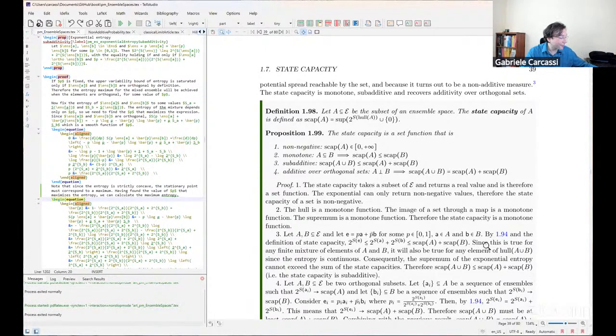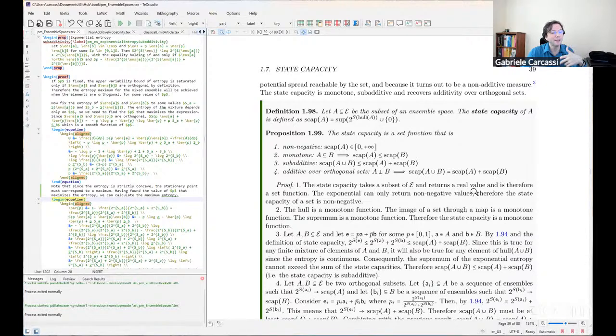And then the other thing that is interesting and crucial is that if we have two sets that are orthogonal, and recall for us orthogonality simply means when we put things together, the increase of entropy is maximized. Then if two things are orthogonal, the state capacity of the union of the two sets is equal to the sum of the state capacities.